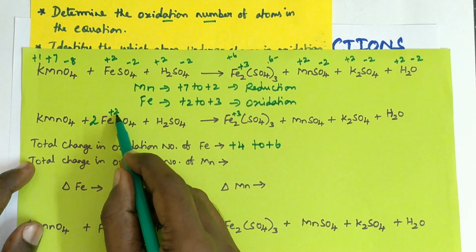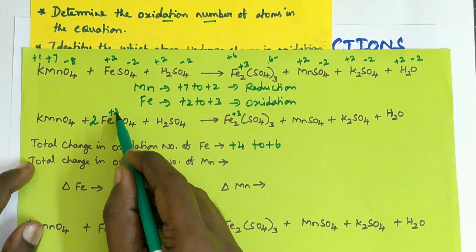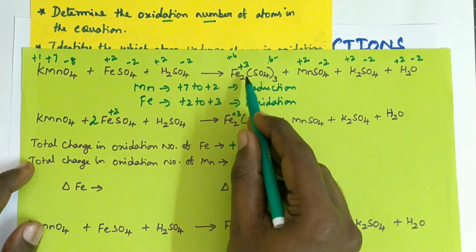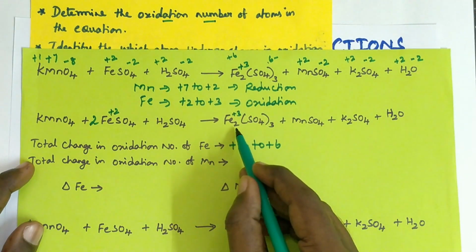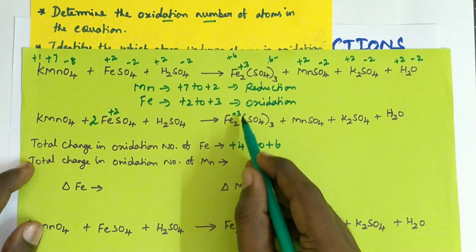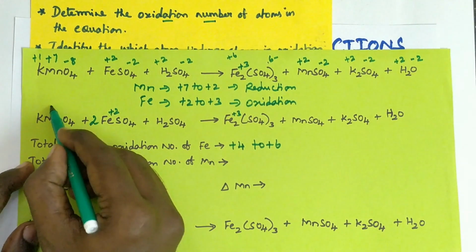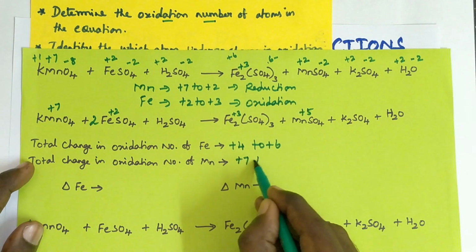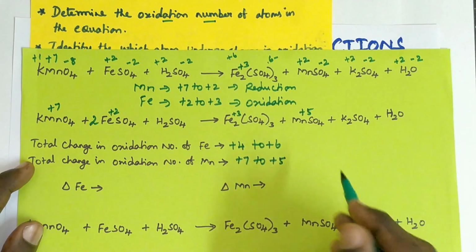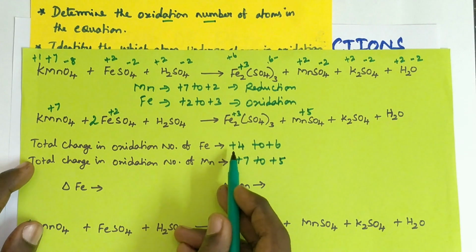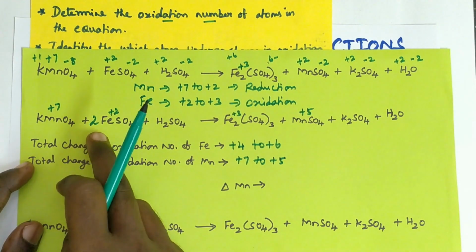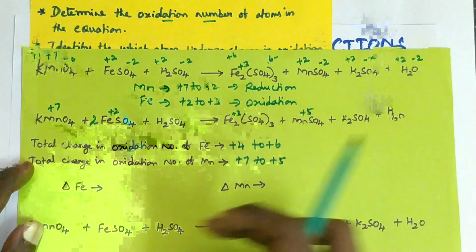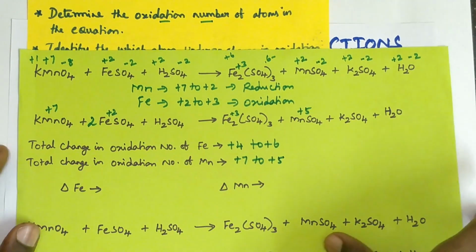Total change means already we know the oxidation number for iron is plus 2. This plus 2 is multiplied by 2, we get plus 4. Iron already we know the oxidation number is plus 3. Because of 2 iron, you multiply with the 2, we get plus 6. Manganese, same, already it is balanced, so it is converted from plus 7 to plus 5. So we calculated the total change in oxidation number. Remember, this step is very, very important. Once you make a mistake in this step, definitely you will not get the answer finally.